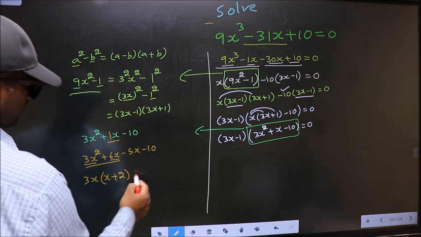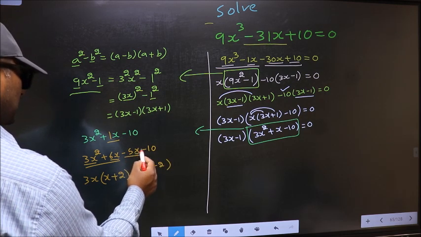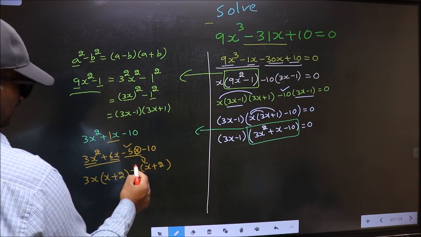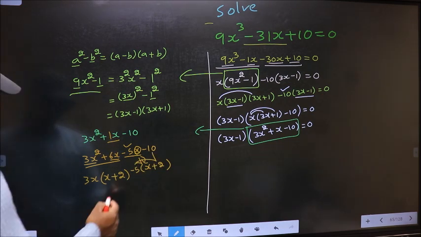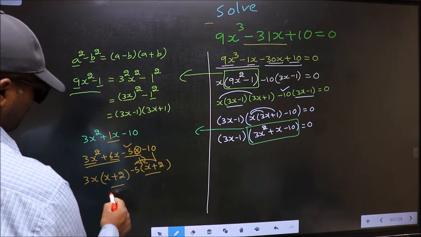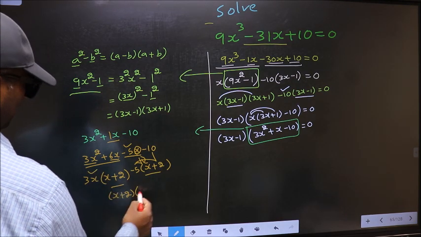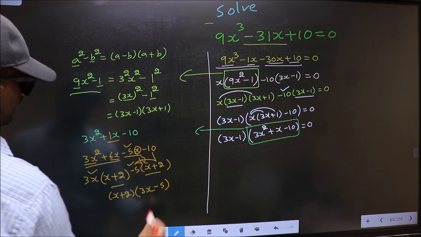Now whatever we got here, here also we should get the same thing. From this x gone inside, so outside we get -5. Even if you multiply and check, still you get the same thing. Now take out x + 2 common. So here we have 3x and here -5.